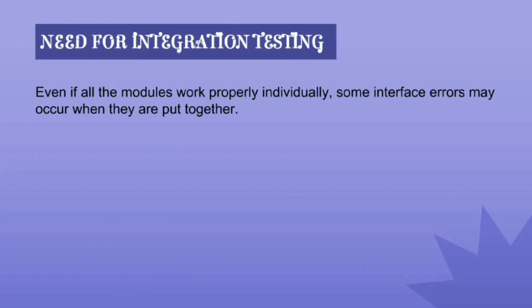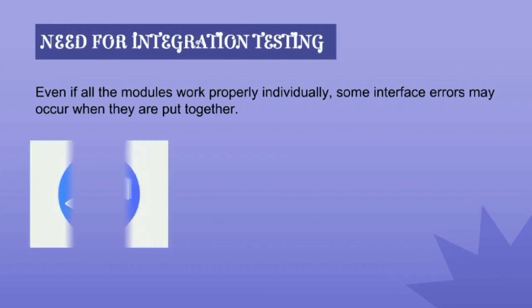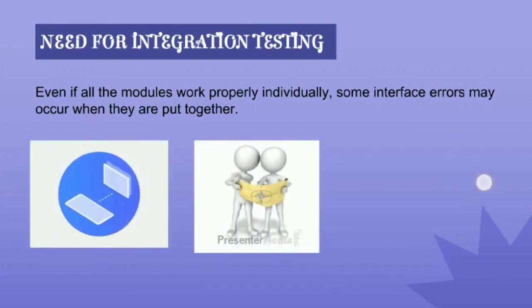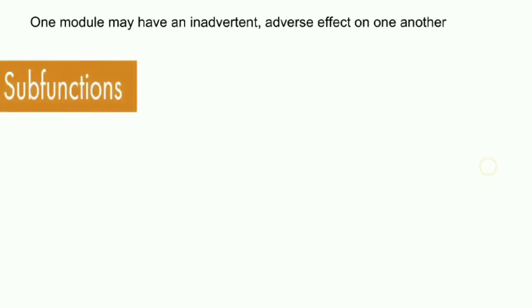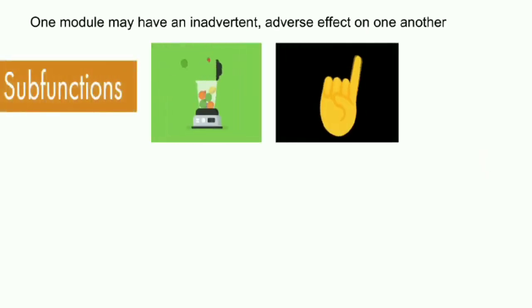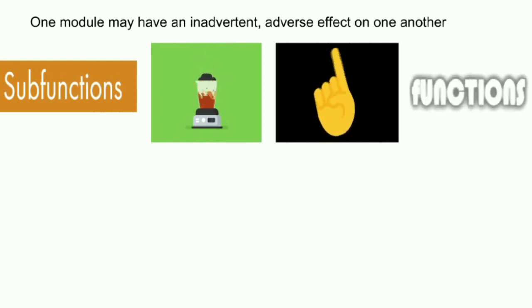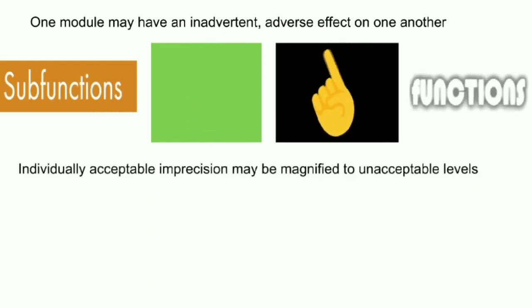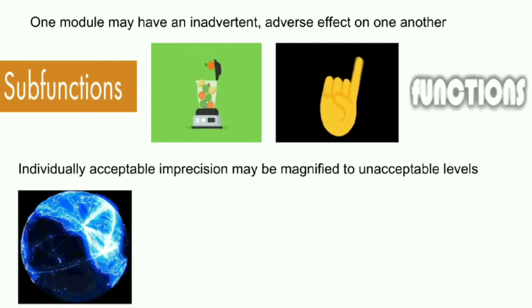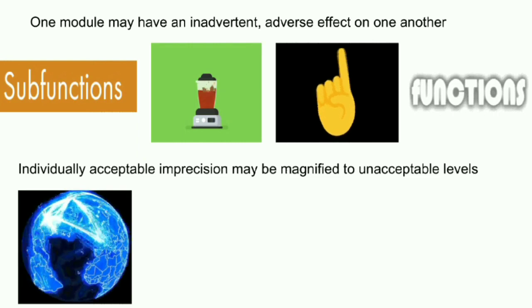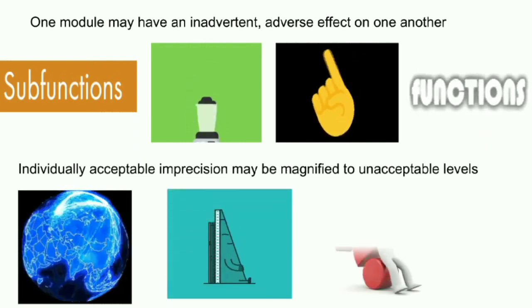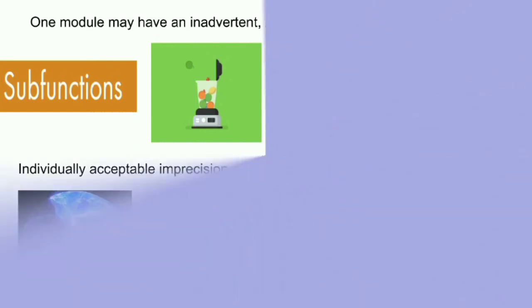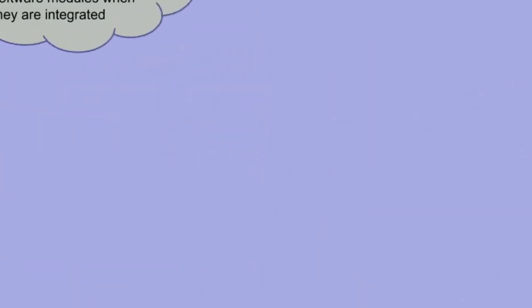Even if all the modules work properly individually, some interface errors may occur when they are put together. Data can be lost across an interface. One module may have an inadvertent adverse effect on another. Subfunctions when combined may not produce the desired major functions. Individually acceptable imprecision may be magnified to unexpected levels. Global data structures can present problems. Integration testing exposes defects in the interaction between these software modules when they are integrated.